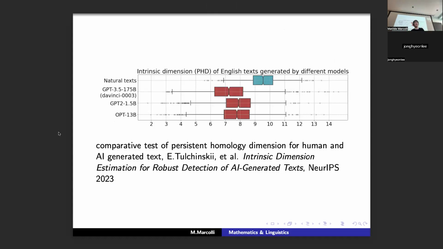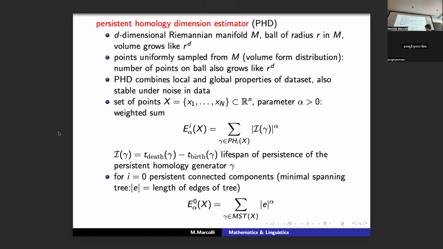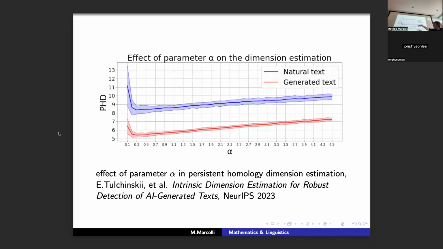But this is what we actually see. This is a comparison for English text, with various language models. In this case, GPT-1, GPT-2, and another one, and this is the average dimension for the AI-generated text and for the human-generated text. You can wonder how much this parameter alpha affects the results if you let it vary. It doesn't, in the sense that the gap is persistent. It has some effect on the dimension that you compute, but the gap is consistent for varying parameter alpha.